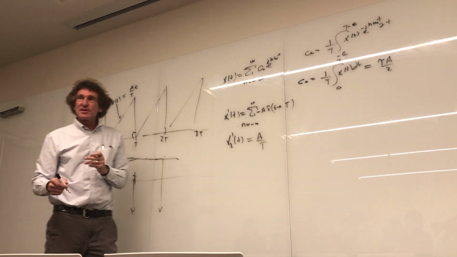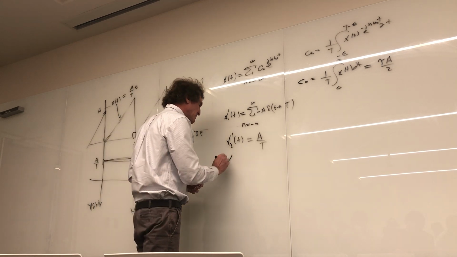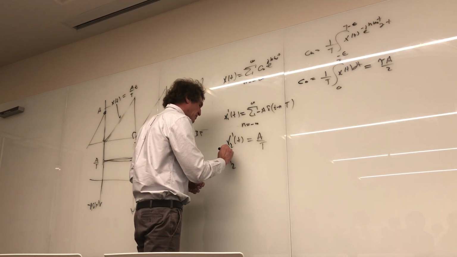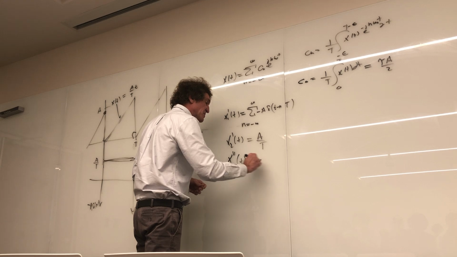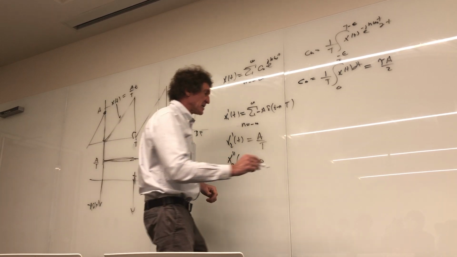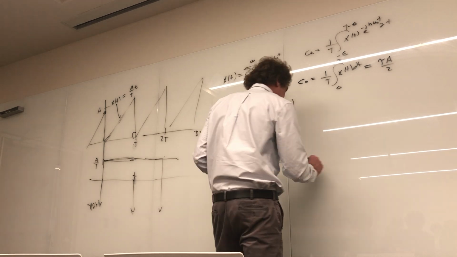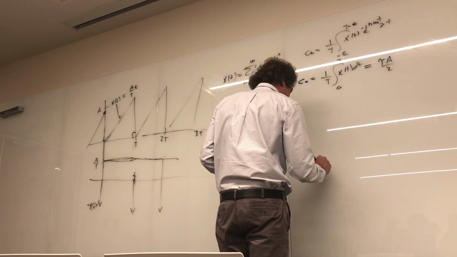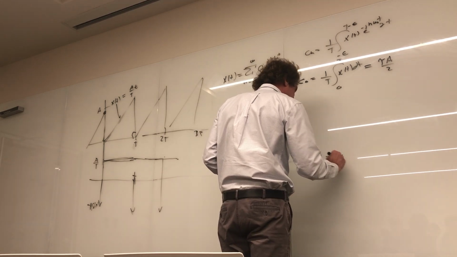That's what I'm seeing here. Now, here's the interesting thing. What happens when I take another derivative on x2? It's 0, right? So that means the c of n's, c2 of n double prime, are 0.